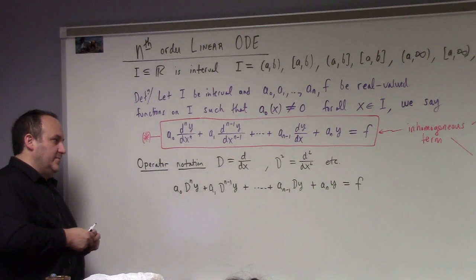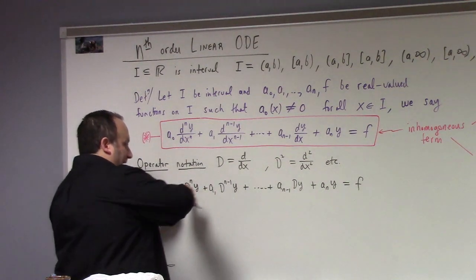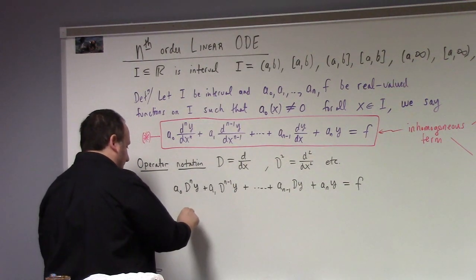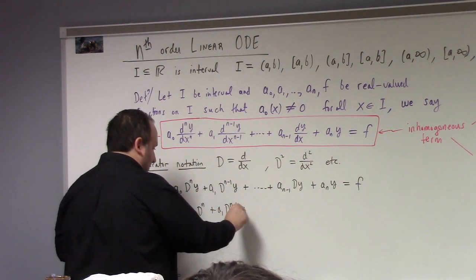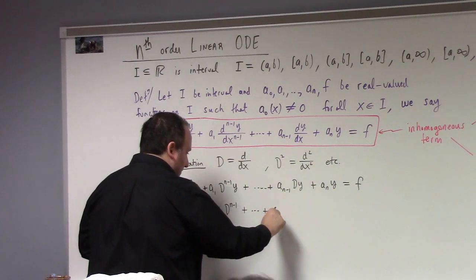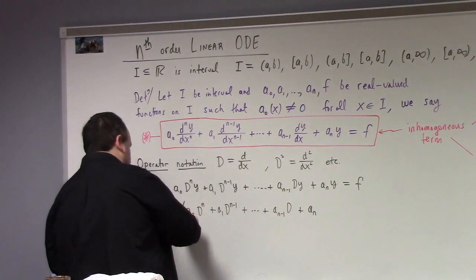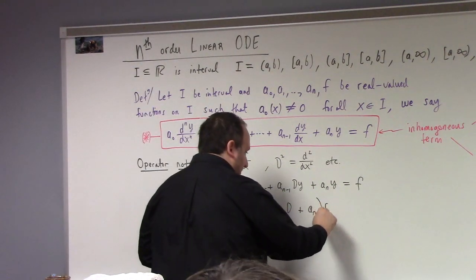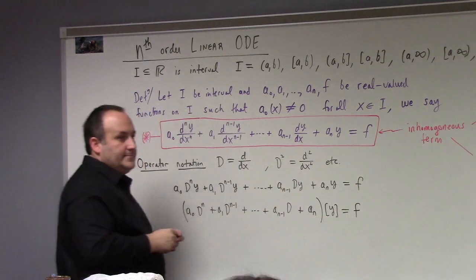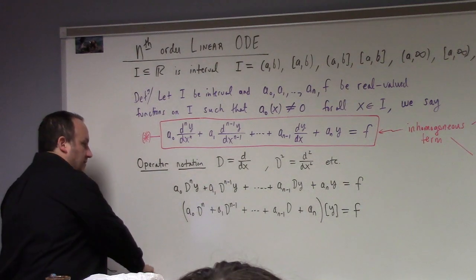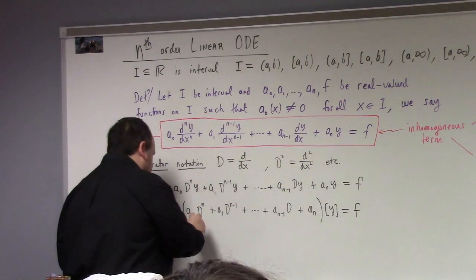Okay, so we've rewritten star as an operator equation, but we can do a little bit better. See, we can pull the y out here and instead think of a sub 0 d to the n plus a sub 1 d to the n minus 1 and so on, plus a sub n minus 1 d plus a sub n. All of that is a differential operator. It acts on y, and it gives us f. So really, we can understand star instead as an operator equation.